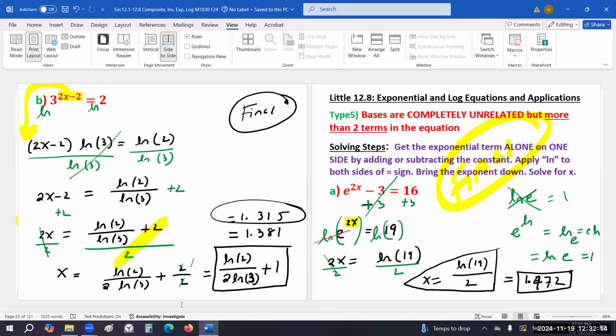The last type is when we have more than two bases. We have E, we have 3, we have 16. So we cannot work with more than two bases. We combine the constants together on one side and leave the other base alone. Then we have two different, completely unrelated bases, so we apply the log again. ln and E are the enemies of one another. They fight with one another, they will die, no more log term left. The power comes down automatically and is solved for us algebraically.